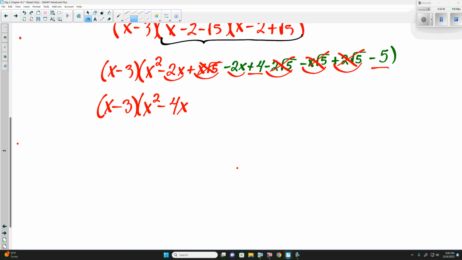Positive 4 minus 5 is negative 1. Yep. We have one last multiplication and we're done. I'll finish this up, then you can go.